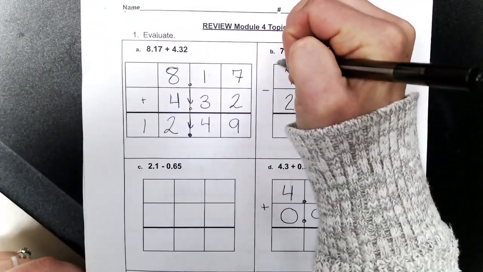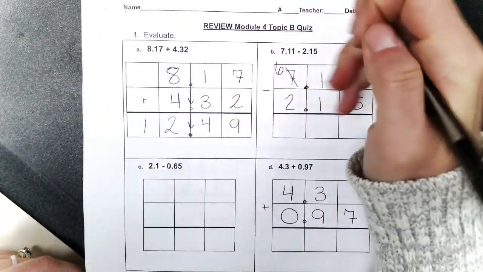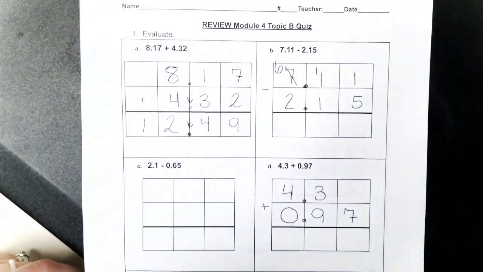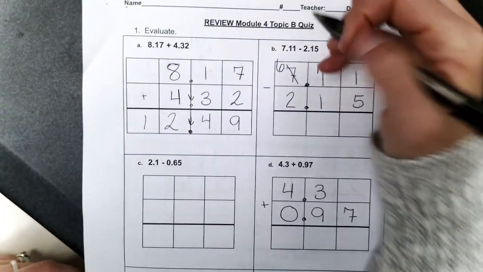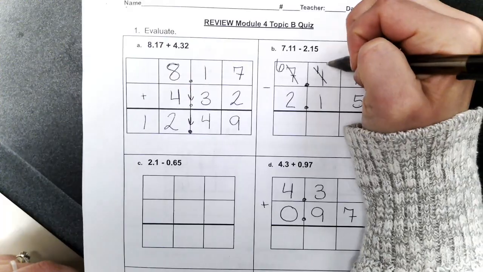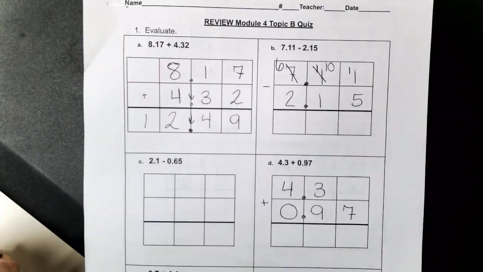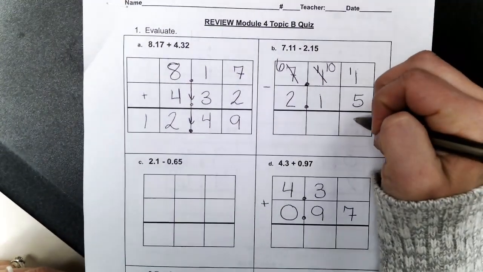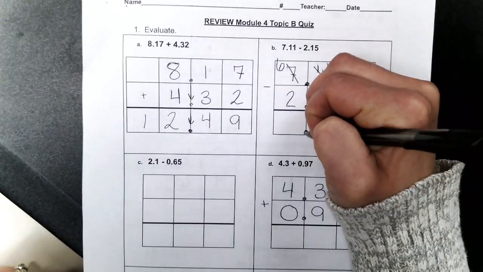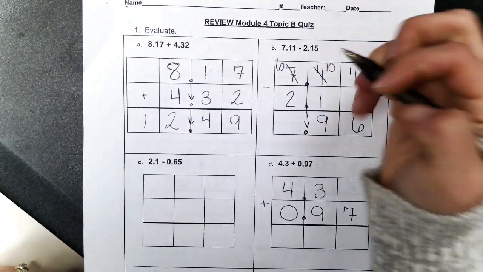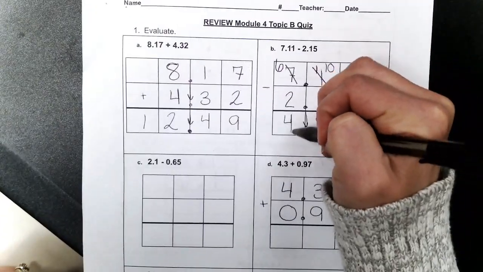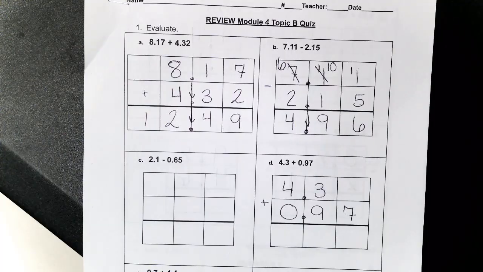7 is going to become 6 because we're borrowing 1 whole. This will become an 11, but we have to borrow from it. So it's going to become a 10, and this will be an 11. Now we can subtract. 11 minus 5 is 6. 10 minus 1, 9. Forgot to bring that decimal down first. 6 minus 2, 4. 4.96 is our answer. 4 and 96 hundredths.